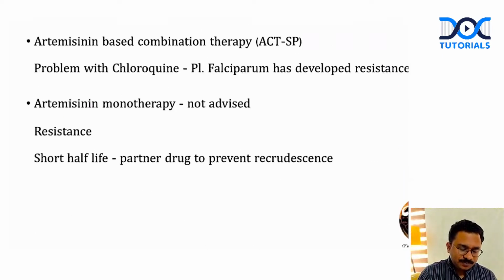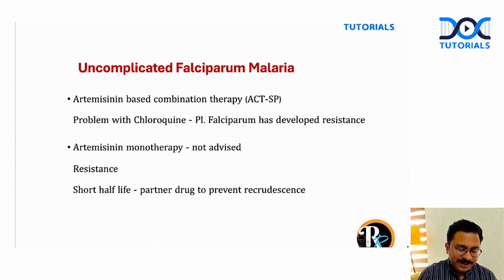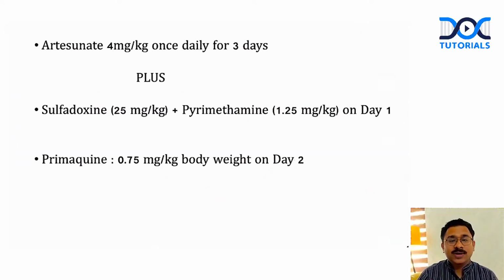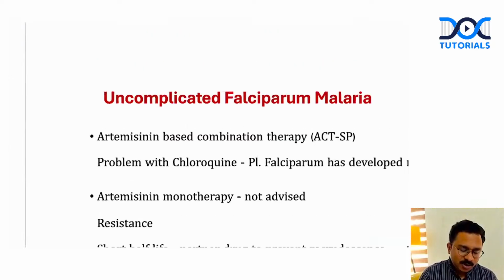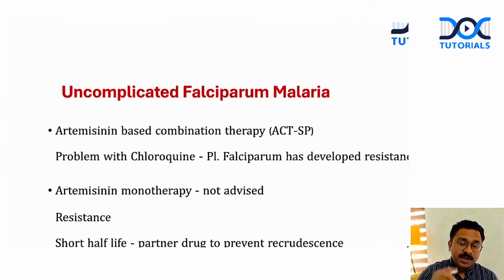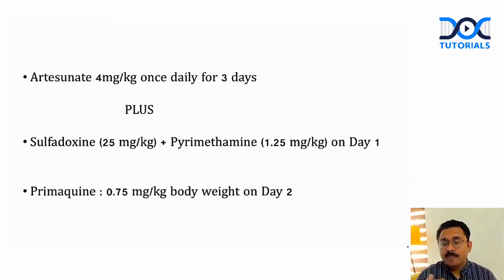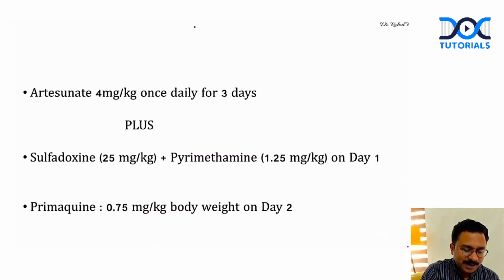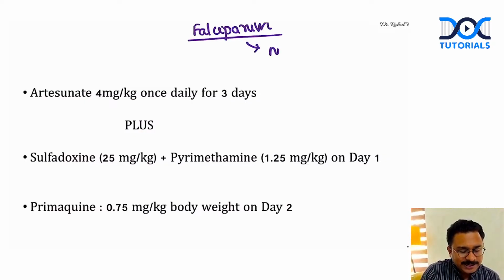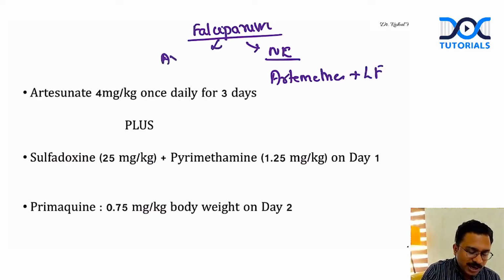Now coming to falciparum malaria, it's not going to be chloroquine. You're going to give the ACT, the artemisinin combination therapy. Now, if the patient was in the northeastern state, I would have gone for a combination of artemether lumefantrine, because when it comes to falciparum, if the patient is from the northeastern state, you will go for a combination of artemether plus lumefantrine. In all other states, you will go for artesunate plus your sulfadoxine pyrimethamine.